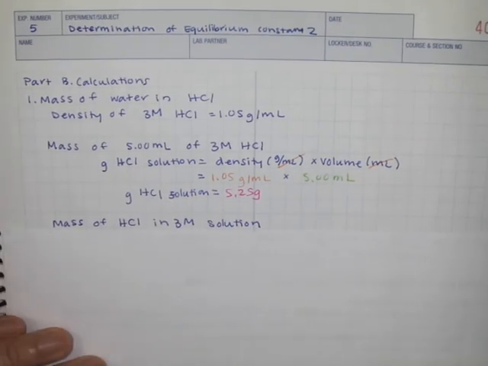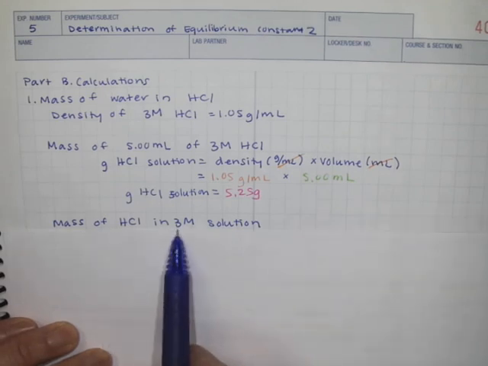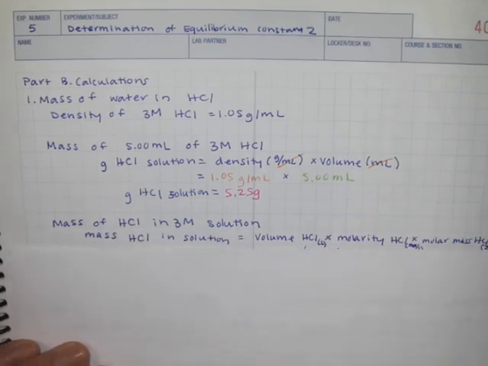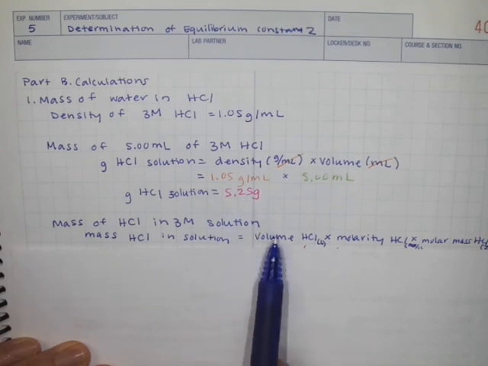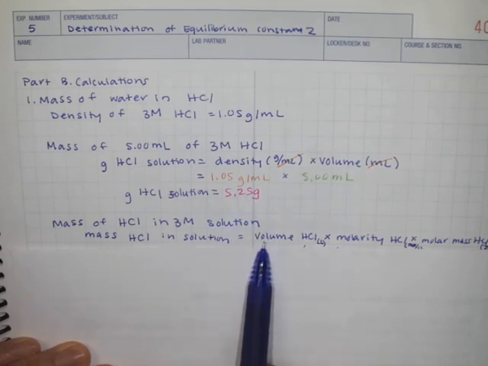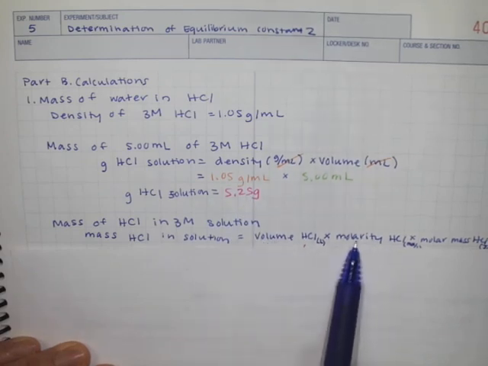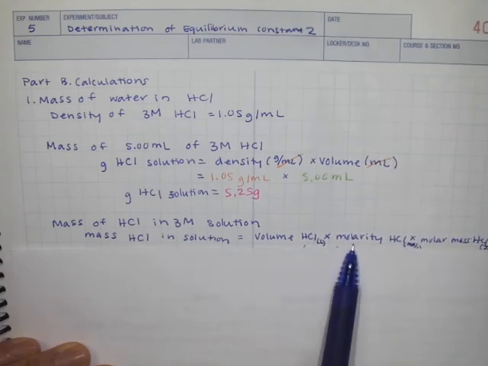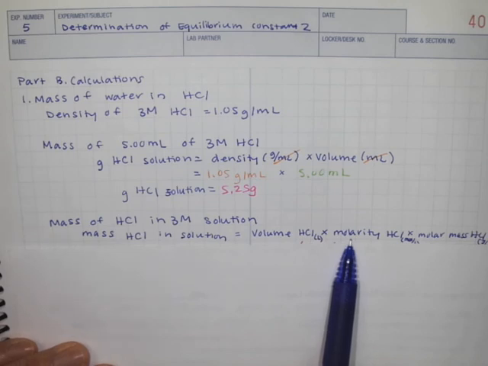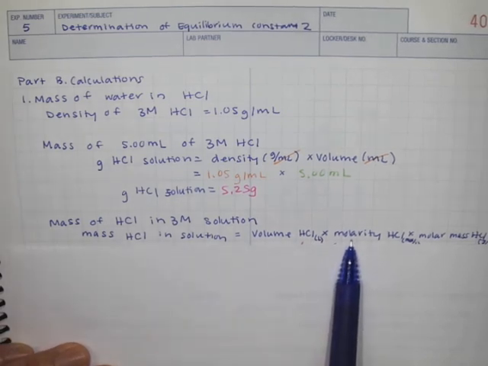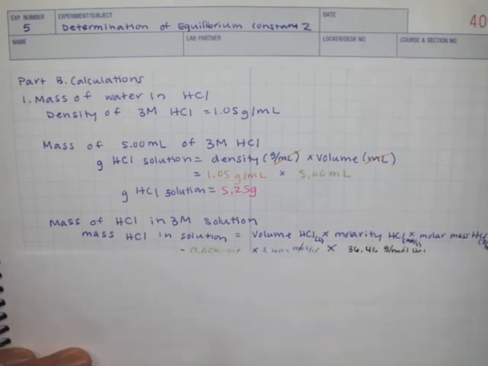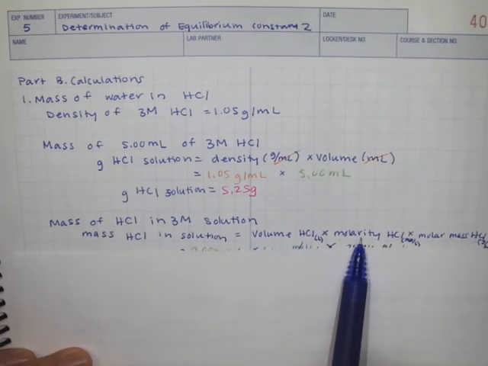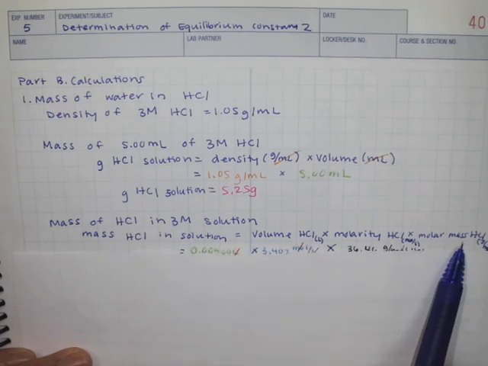To find the mass of HCl itself in solution, you're going to use the volume of HCl that you used times the molarity of HCl, and then times the molar mass of HCl. This molarity should have been calculated in the last video, so you can go back to that video to see what your HCl molarity was. So this is in liters, this is in moles per liter, and this is in grams per mole.